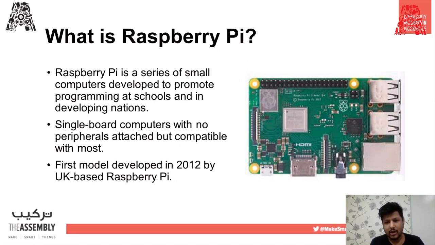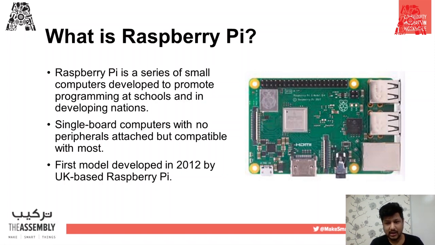You have 40 GPIO pins that are on the outskirts of the Pi, which you can use to connect components, sensors, all these different kinds of components. You have four USB ports, which you can use to connect any sort of USB peripherals, devices. You have an Ethernet port, which you can use to connect an Ethernet cable to give direct internet access to the Pi. You have an HDMI port, which you can use as an HDMI out in case you want to view what's on your Pi.